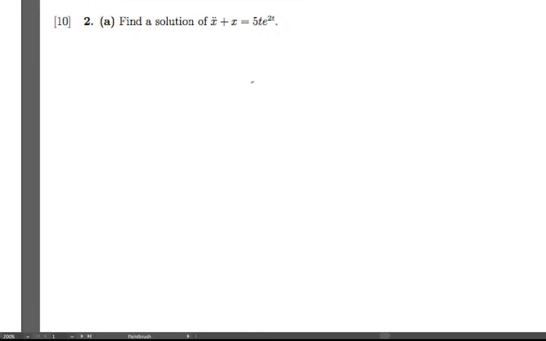Okay. Find a solution of x double dot plus x equals 5t e to the power of 2t. This thing here is actually a pretty simple thing to solve. Well, actually, it's not that simple, but you could say it is pretty simple. So you've got d squared plus 1 applied to x equals 5t e to the power of 2t.